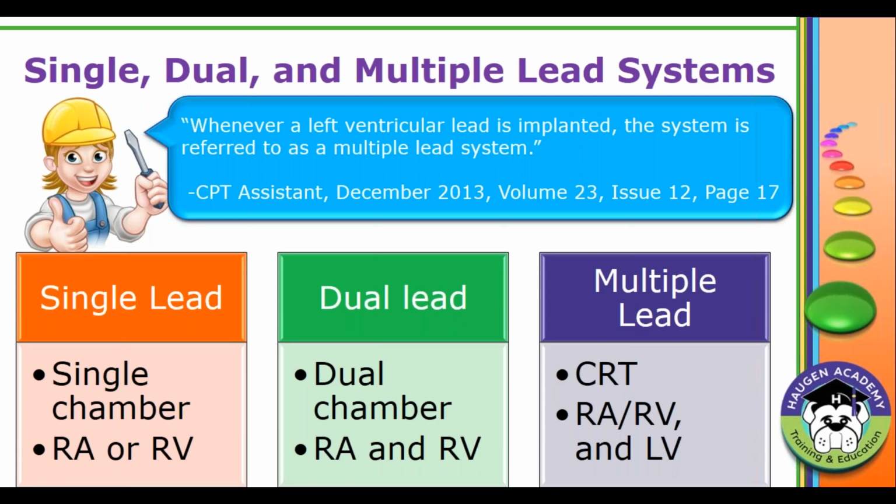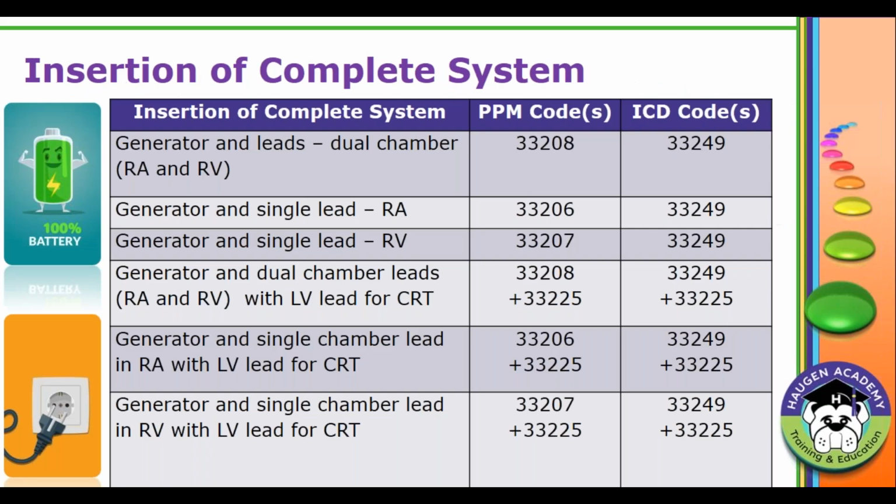And there is a statement in CPT Assistant from December 2013 that says whenever a left ventricular lead is implanted, the system is referred to as a multiple lead system. So just always think single and dual, everything's on the right. Multiple is that weird one where we've got that left ventricular or coronary sinus lead.